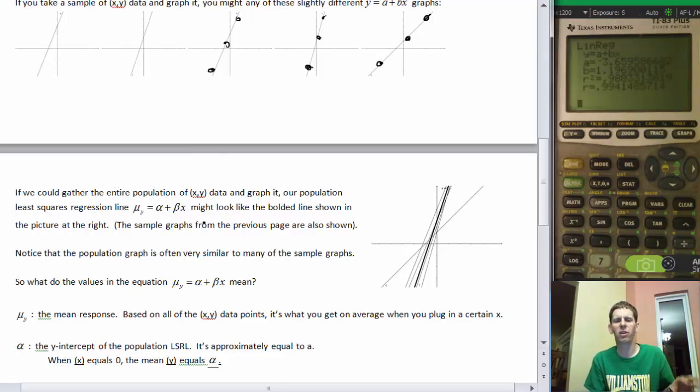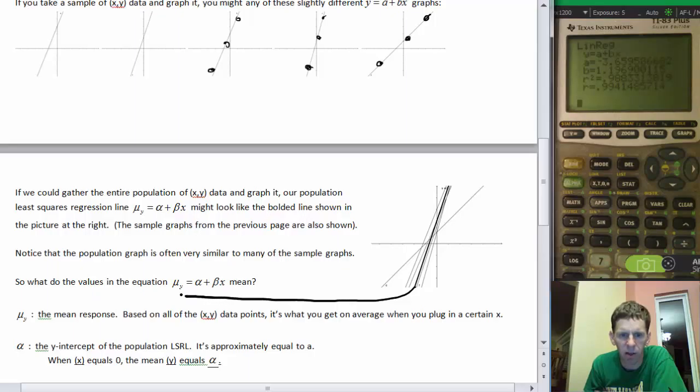Now, if we could gather the entire population and graph it, our population line might look similar to this dark line here. What I've done is overlaid all 5 of these sample graphs here, because what I want you to notice is that a lot of times the population data graph might be pretty similar to each of these little sample graphs. It might be kind of a nice little average of things. So this population graph, the one in bold, would have the equation that I'm circling: mu sub y equals alpha plus beta times x.